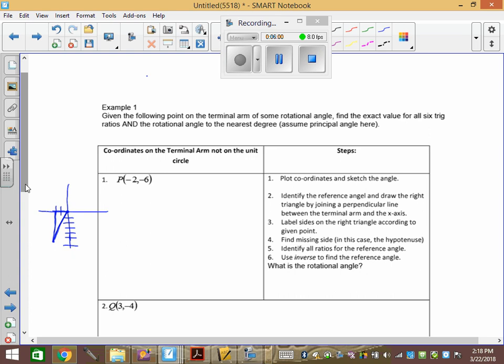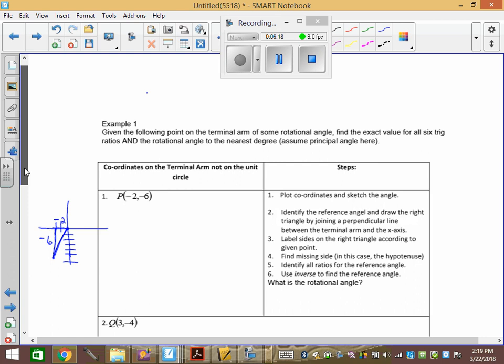What kind of triangle do I have? A right angle triangle. I know that this side length is -2. I know that this side length is -6. How do you suppose I could get the third side length? The hypotenuse by using what?